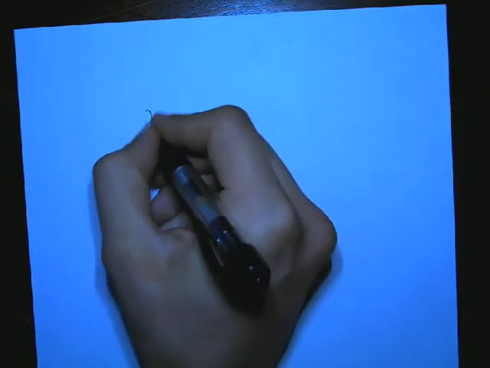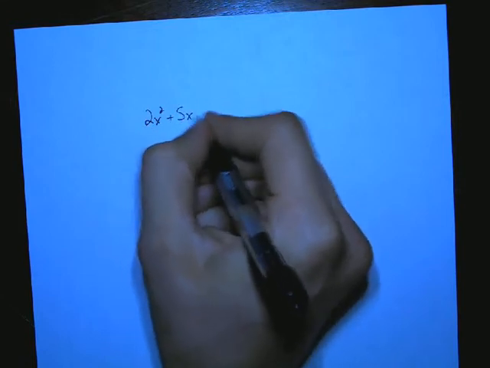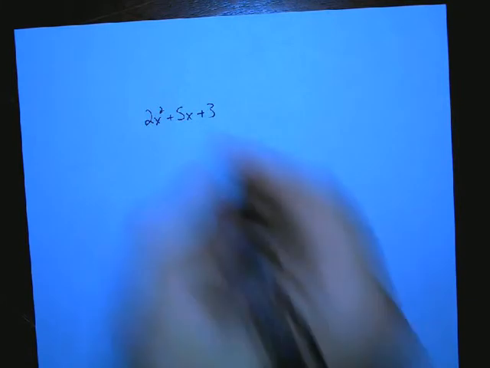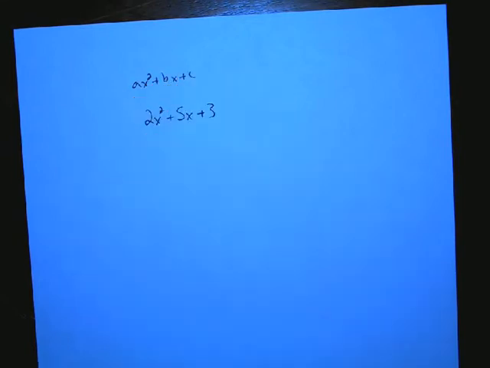All right, factoring trinomials. Let's bust this bad boy out. Let's say we've got 2x squared plus 5x plus 3. I want to factor this. There are a couple of steps. The first thing we need to remember is ax squared plus bx plus c. And those are our coefficients.